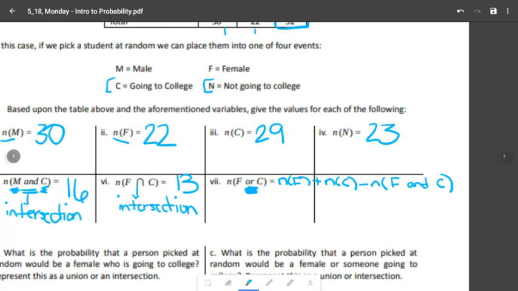So the number of students that were female, that was the second one we did, 22, plus the number of students going to college, that was the third one we did, 29, minus their intersection, the students that were both female and going to college. So that's the very last question we did, the 13. So adding and subtracting, we get 38 total students are either female or going to college.